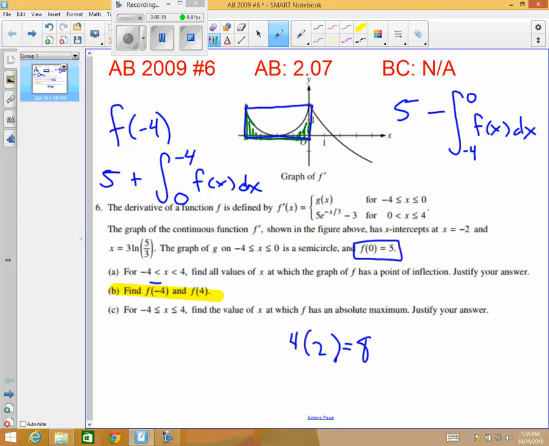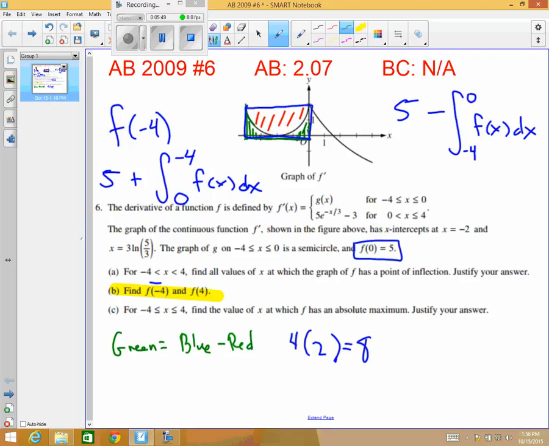That little green shaded area, I don't know how to find that area by itself, but I do notice that I have half of a circle right here. So if I take that whole 8 that I boxed in blue and subtract the red area from the circle, I should be left with green. So really what I'm doing here is I'm saying green equals blue minus red.